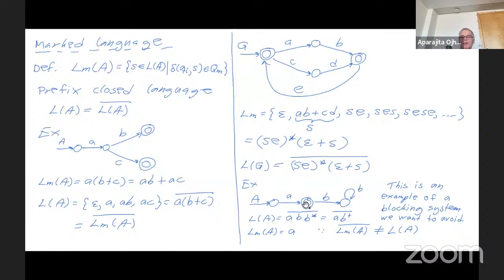So we don't want to have a situation where, when you come to this state, we realize that you will never be able to get back to the marked state. From every state, we want to be able to get back to any marked state. So this is a non-desirable bad behavior, and we call this actually a blocking system.